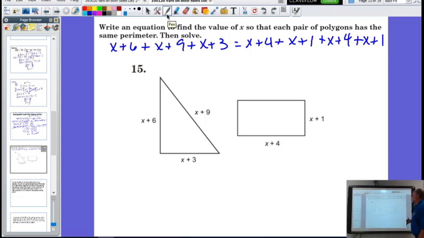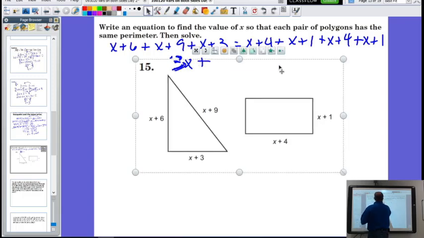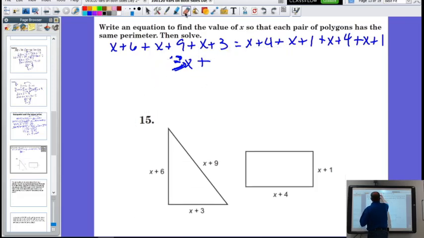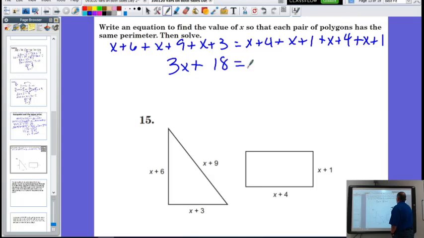Now that looks kind of complicated, but now we're going to combine like terms. So I've got this x, and this x, which really make 3x, plus 3x plus, and now I got 6 and 9, which make 15, 16, 17, 18 equals. And now I do the same thing to the other side. Here's an x, here's an x, here's an x, here's an x. So that gives me 4x plus, and then 4 plus 1 is 5, plus 4 is 9, plus 1 is 10. And now it looks a lot easier. All right, so pause the video and solve the rest of this problem for me.